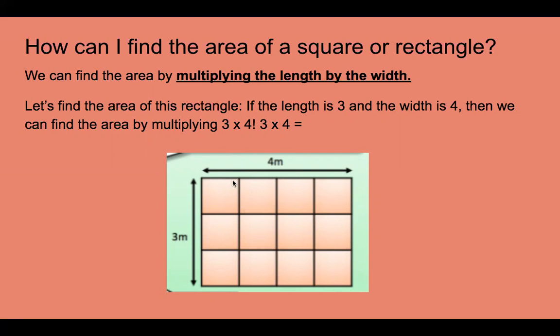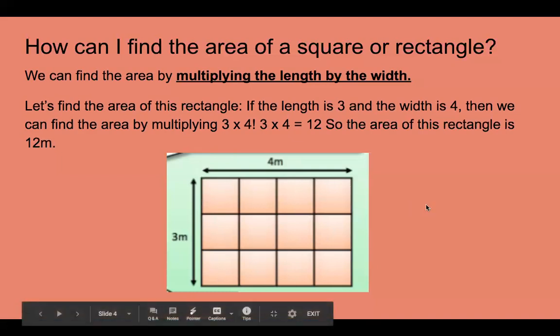So what is 3 times 4? You should know that off the top of your head. It's a basic fact. And we get 12. So the area of this rectangle is 12 meters. All you do is multiply one side length by the other side's length.